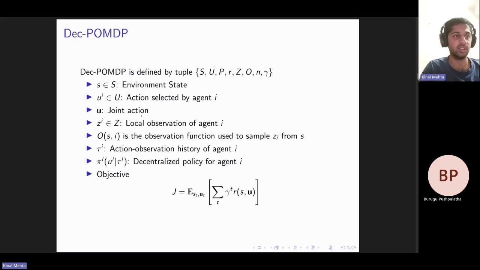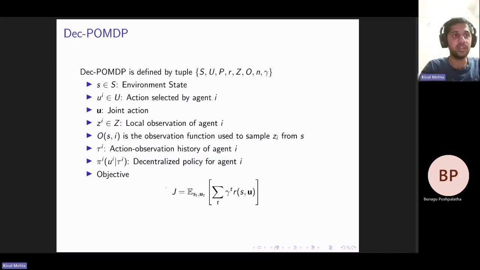Then there is the joint action space, which is basically a tuple of actions taken by each and every agent. And then there is the local observation z_i, which is the local observation of agent i, and this is partially observable. We know that the entire state is S, but based on the location where the agent is at that specific time step, it is only able to observe something locally around it. That is z. And then there's the observation function, which leads to z, given that the agent is in state S and its agent ID is i. Then tau_i is the action observation history of a specific agent i. We can then define the policy pi_i of agent i, which defines what action u_i the agent selects based on its own action observation history tau_i. This is the decentralized policy of agent i.